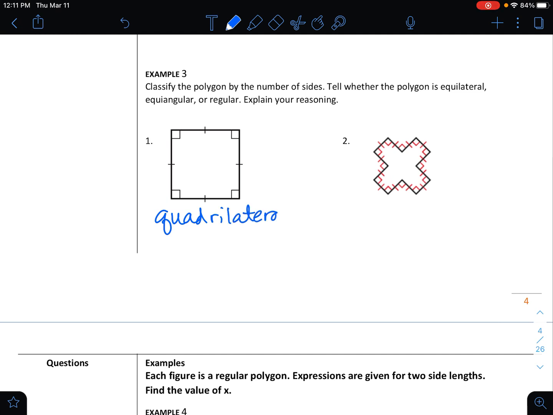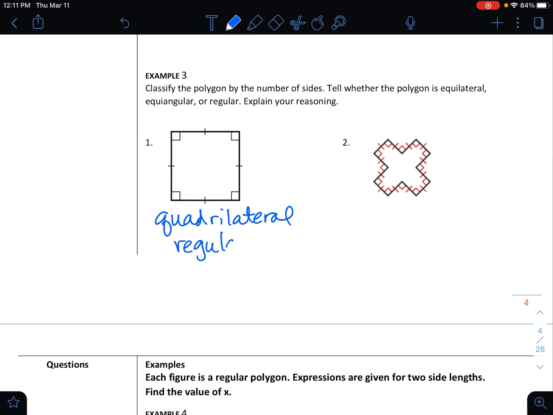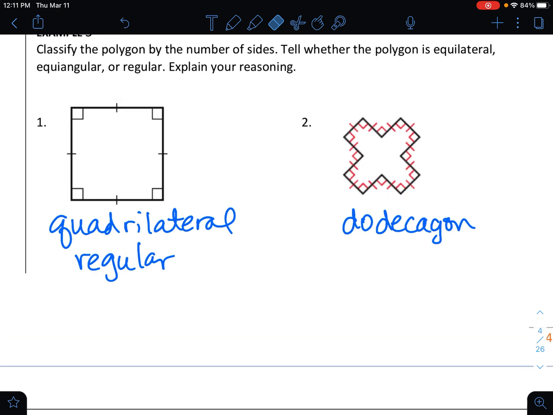All right, this is a quadrilateral, 4 sides. This is regular. I've got equal sides and equiangulars, and that is the definition of regular. Okay, number 2. 1, 2, 3, 4, 5, 6, 7, 8, 9, 10, 11, 12. Okay, this is a dodecagon, 12-sided shape. All right, I'm going to erase the blue so we can see that.